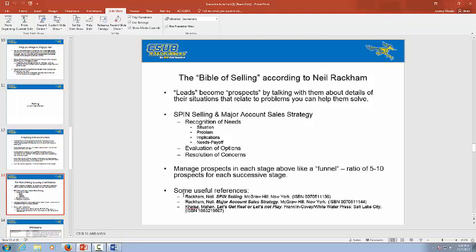Some useful references along this line. I've listed 3 books here that are really, really great books on selling. The first 2 by a guy named Neil Rackham, Spin Selling and Major Account Sales Strategy, like I mentioned, are kind of the Bible of major account selling. And then there's a really good book called Let's Get Real or Let's Not Play by a guy named Mahan Khalsa that's very good at getting down to brass tacks quickly in your conversation with customers.